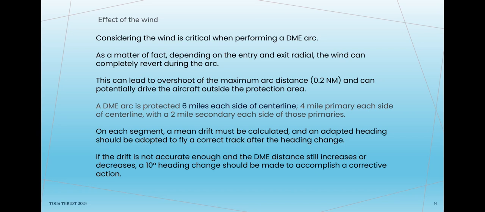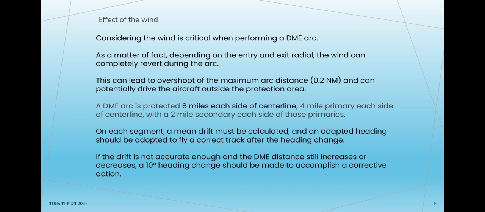A DME arc is protected 6 miles each side of centerline: 4-mile primary each side of centerline, with a 2-mile secondary each side of those primaries. On each segment, a mean drift must be calculated, and an adapted heading should be adopted to fly a correct track after the heading change.